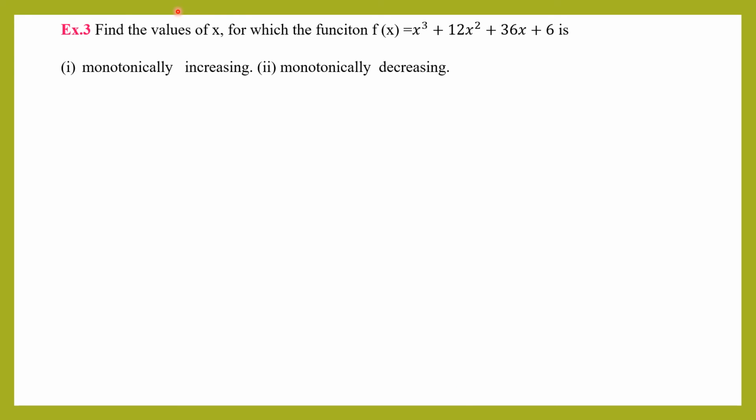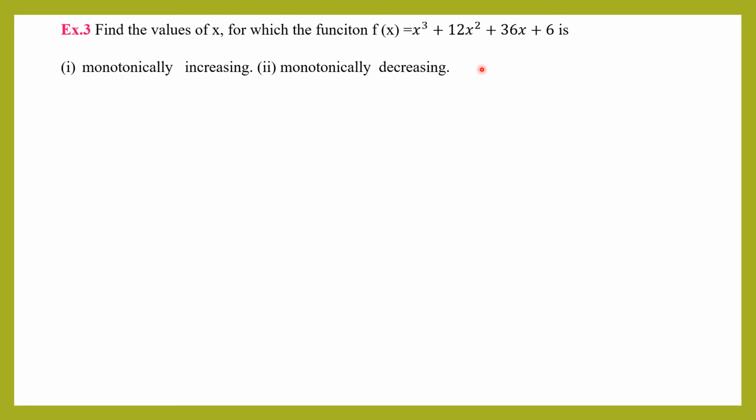Example 3. Find the values of x for which the function f of x equals x cube plus 12x square plus 36x plus 6 is first monotonically increasing or second monotonically decreasing. Here we have to find the values of x. Take both conditions, increasing or decreasing.